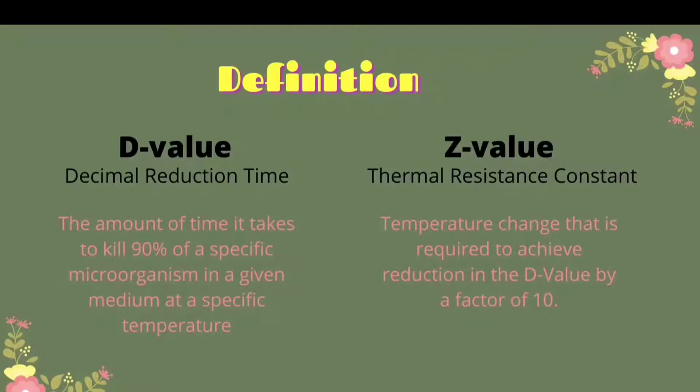Z value is the temperature change required to achieve a reduction in the D value by a factor of 10. That means Z value relates to the resistance of microorganisms at different temperatures.